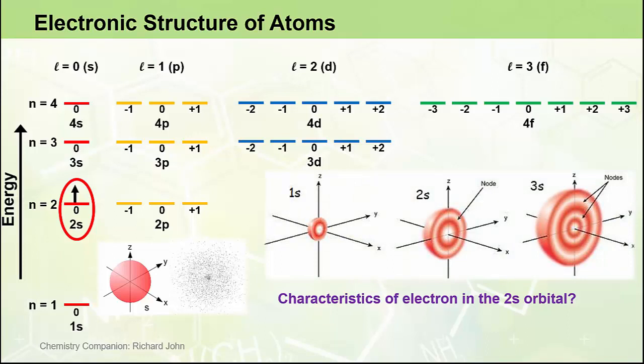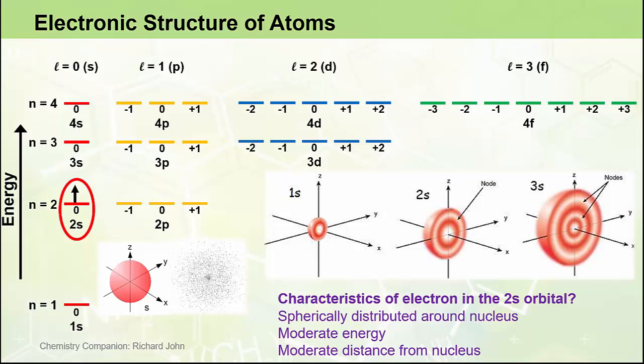It is not at the ground state energy level, but nor is it at a high energy level. So in summary, we can say that the electron of the hydrogen atom represented by this orbital diagram is spherically distributed around the nucleus, has moderate energy, and exists on average at moderate distances from the nucleus.